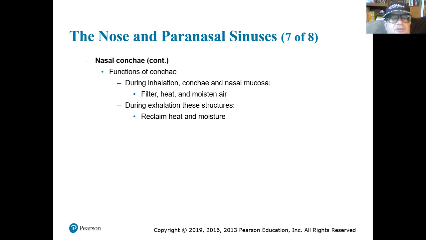So, what is its function? Hey, we've already said that. During inhaling, you warm, moisten, and filter the air. During exhaling the air, you reclaim heat and moisture. You try to absorb the heat, absorb the moisture, so you don't just breathe those things out.